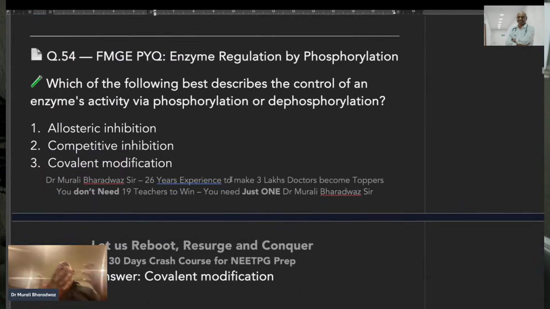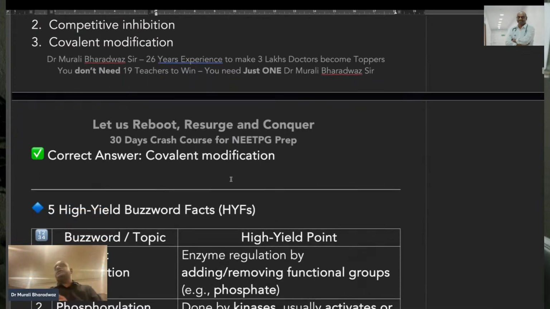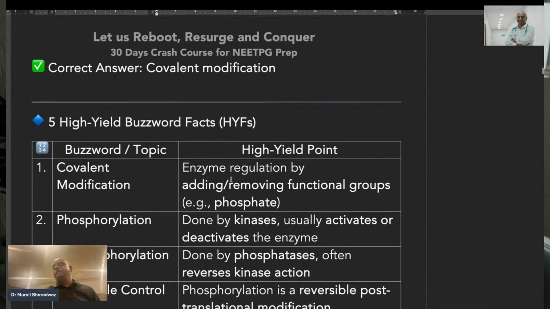Then, what best describes the control of enzyme activity by phosphorylation and dephosphorylation? Enzymes become active and inactive based upon whether they are in a phosphorylated or dephosphorylated state. That's called covalent modification, is what we need to remember.